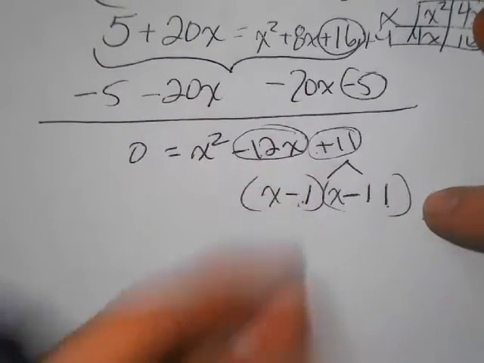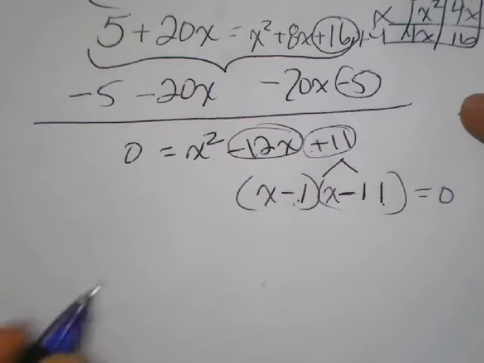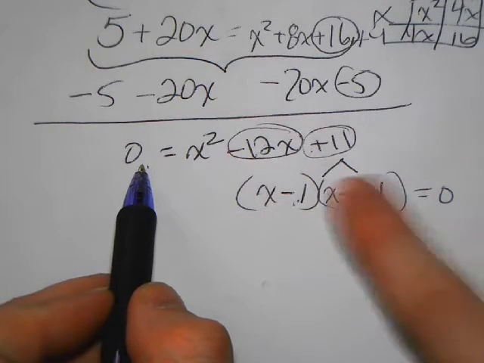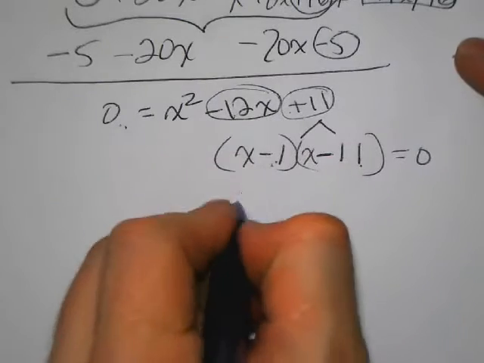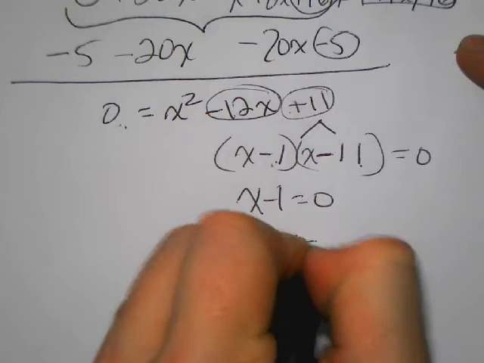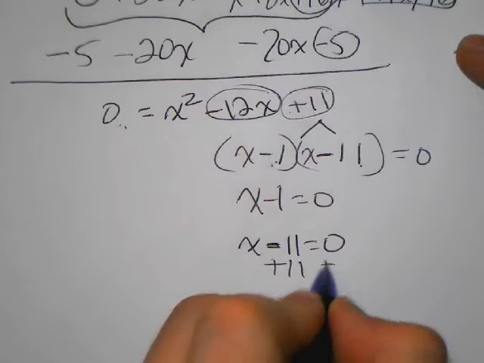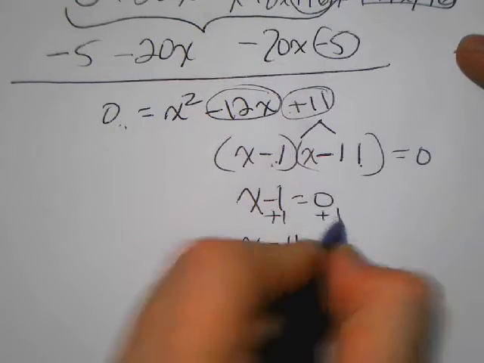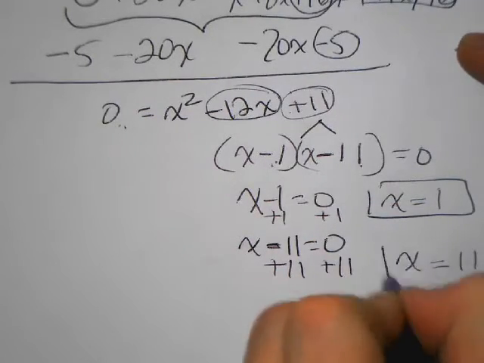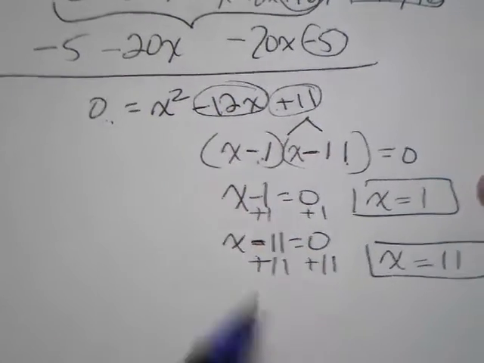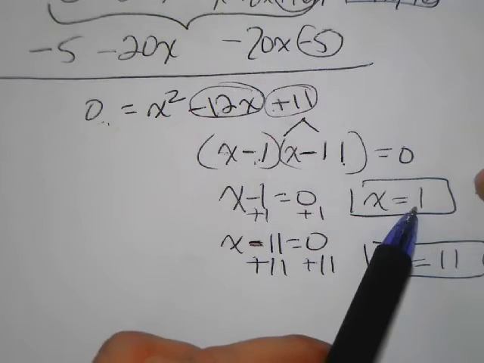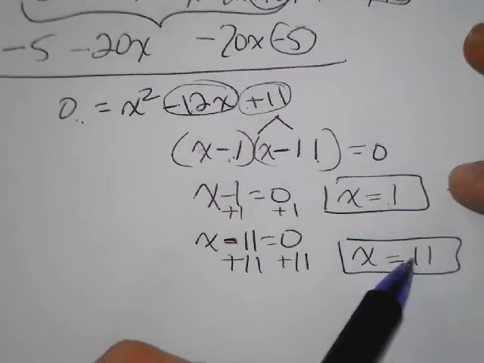To make my factors into solutions, again, I need to just recognize that this equals 0. So I have x minus 1 equals 0 and x minus 11 equals 0. Add 11, add 1, so x equals 1, x equals 11. Some of you are getting good enough now, you just could do this in your head, flip the sign, x minus 1 becomes x equals positive 1, x minus 11 becomes x equals positive 11.